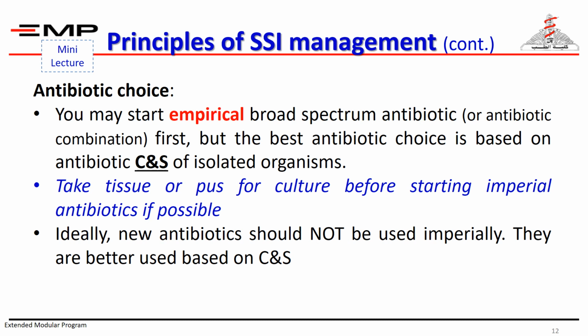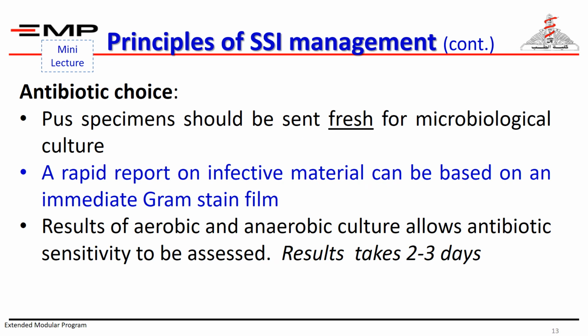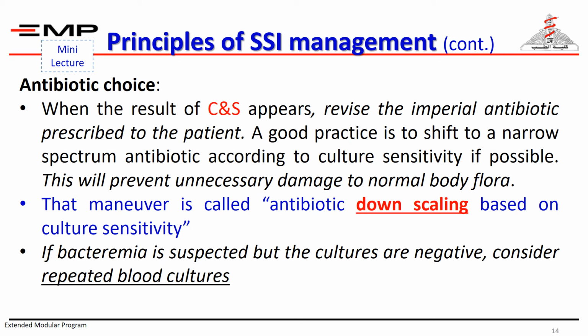Antibiotic choice. How would you choose the antibiotic? Whether to choose it empirically or based on culture and sensitivity. The role of pus culture and gram stain films. And the concept of downscaling. You can pause at any one of the previous slides to read the content, or you can wait to discuss these in the face-to-face session.